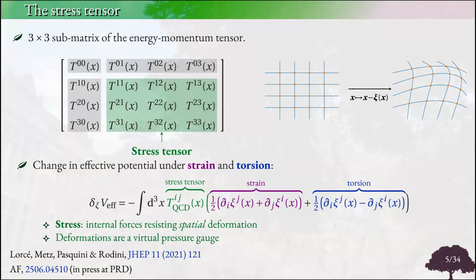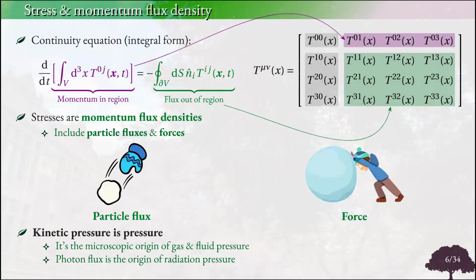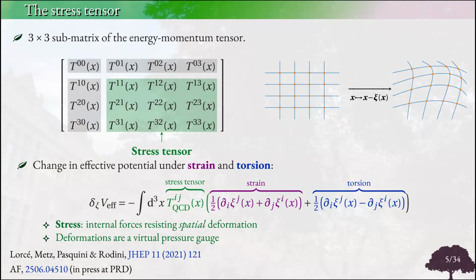You get something that's a contraction between what you're calling the stress tensor and your strain tensor. And if you're using an asymmetric energy momentum tensor, a torsion tensor as well. So you can kind of think of these hypothetical deformations as being a virtual pressure gauge.